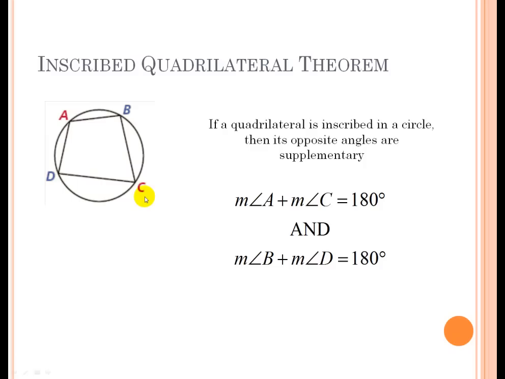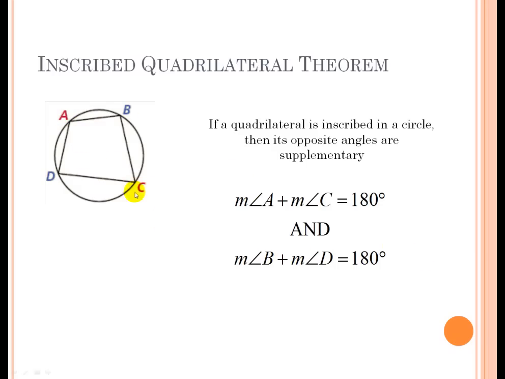And I do just want to point out here, when I'm talking about a quadrilateral being inscribed, that means all four of its points are on the circle. So it's a little bit more than just drawn inside of it. The points, the vertices, have to actually be on the circle for this to work.